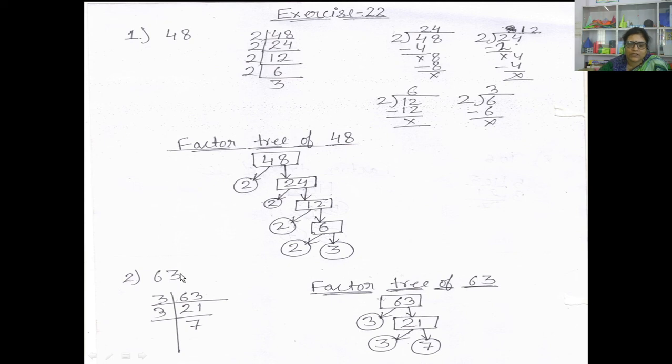For example, 63. If I am taking 63, 63 is not divisible by 2. So what we are doing, we are taking the next prime number, that is 3. When we divide 63 by 3, 21 is the quotient I have written here. Then 21 is divided by 3, 7 comes. So this is the factor tree: 63 is 3 into 21. Then 21 is 3 into 7. 3, 3 and 7 are the prime factors of the number.